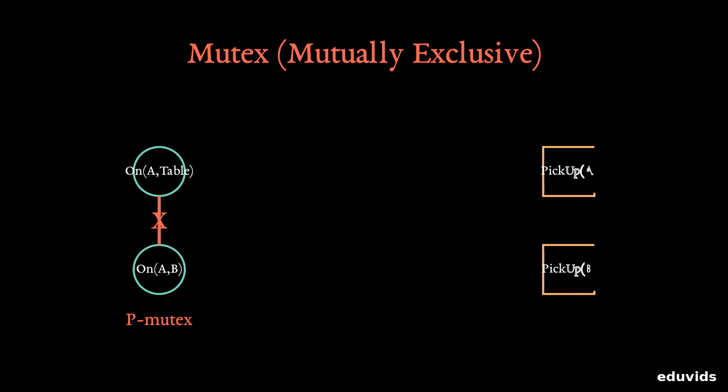Now, we need to handle conflicts. We call these mutex relations, which is short for mutually exclusive. A mutex exists if 2 things cannot both be true or both happen at once. For example, block A cannot be on the table and on block B at the same time. Similarly, if 2 actions need the same block to move, they cannot happen together. This is an action mutex. We mark these with a red line to remind the computer that these choices are incompatible.